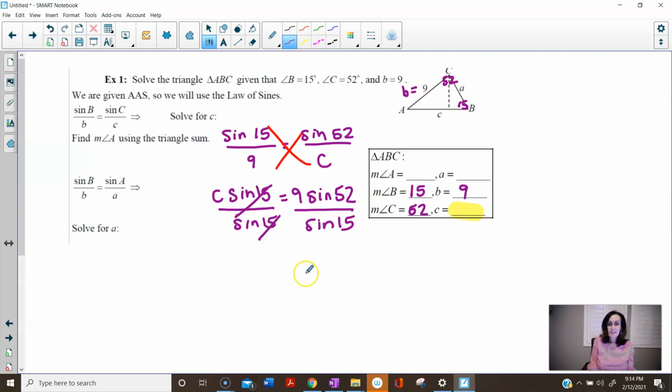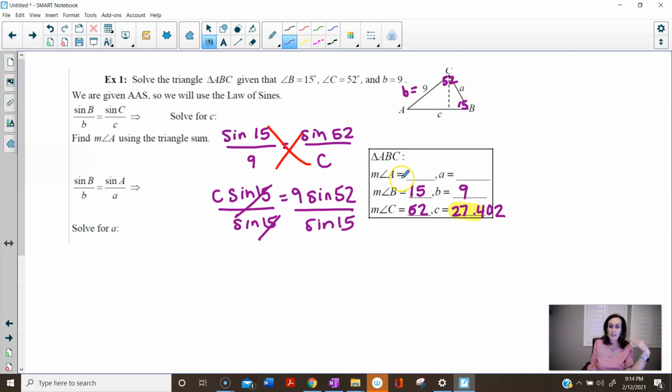And then this just gets thrown into your calculator. You're going to make sure that your calculator is in degrees, okay? And you're going to type in 9 sine of 52 divided by the sine of 15. And that's going to give you side C. So side C ends up being 27.402.